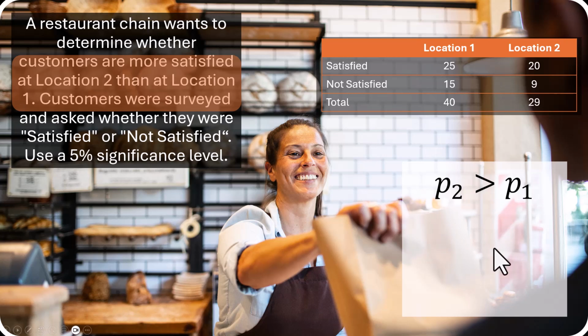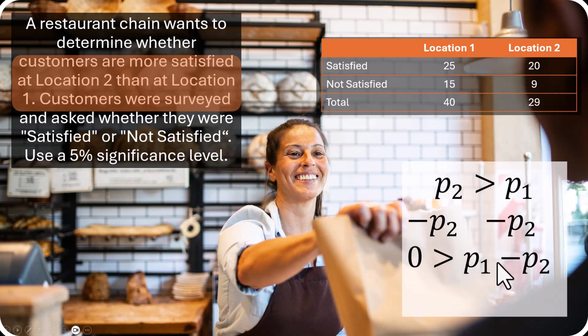Remember, in RGuroo, we don't have P2 on one side and P1 on the other side. We have P1 minus P2. So we have to do a little bit of algebra here. I'm going to first subtract P2 from both sides. Doing that gives me 0 is greater than P1 minus P2. Now I have to flip this whole thing over. This stuff has to come over to the left and the 0 has to go over to the right. As I flip it over, the inequality sign also changes.